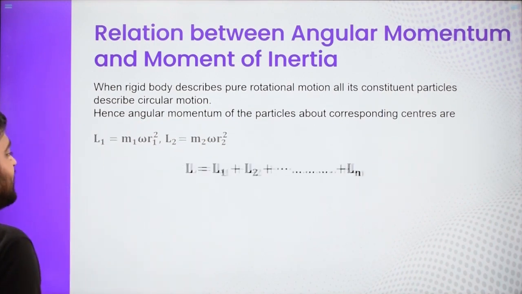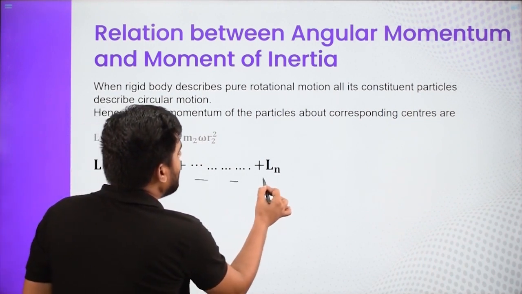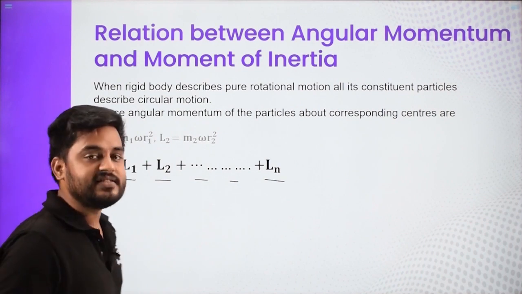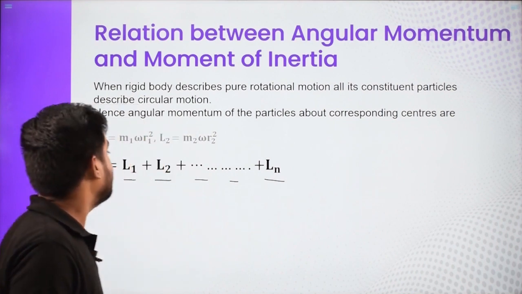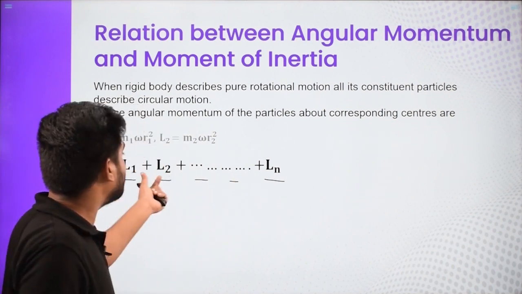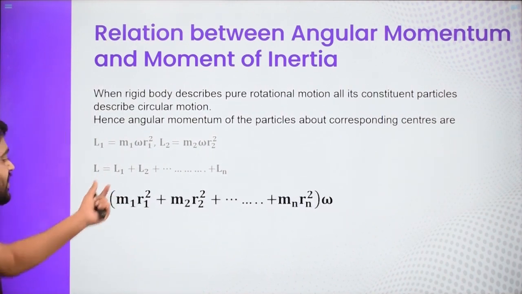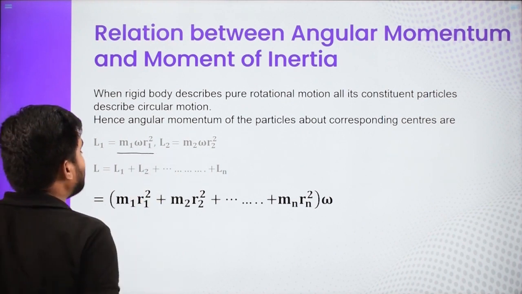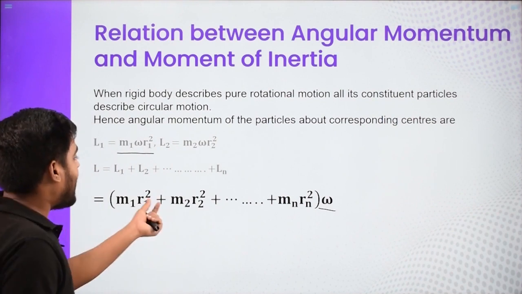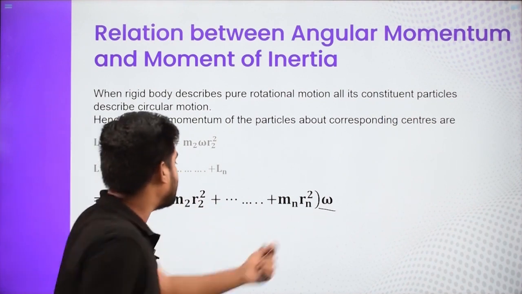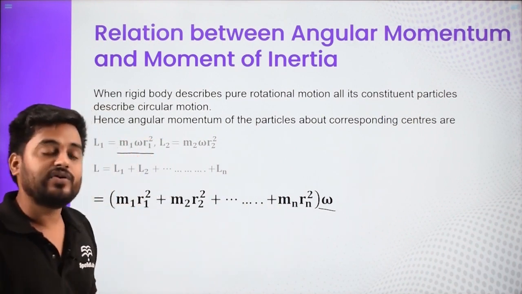Like that, we can write the angular momentum of all the particles and add them all. Let us say our body has a small n number of particles, which can be like infinite particles, that is also fine. So we are adding all the small angular momenta to get the total angular momentum. L1 was m1 omega r1 square, so m1 r1 square, with omega taken as common. L2 is m2 omega r2 square, again omega is outside. And for all particles we can take omega common.